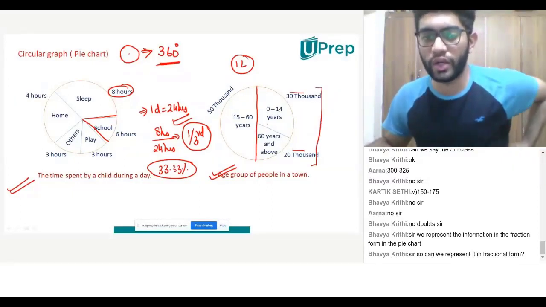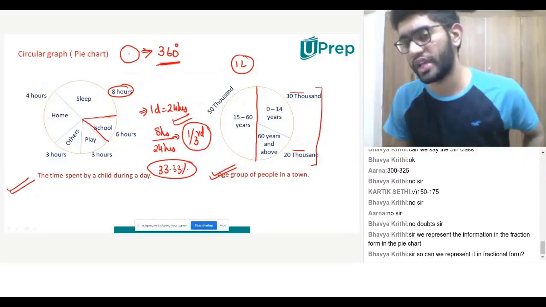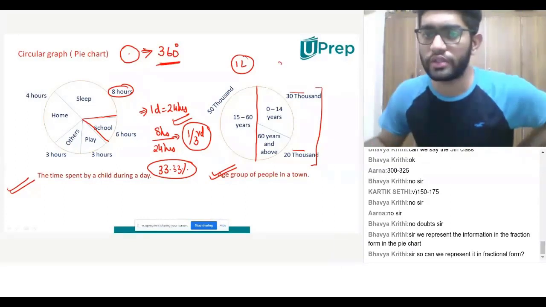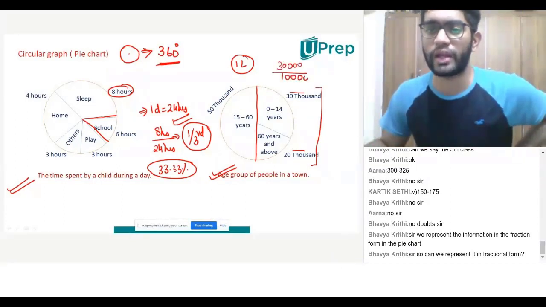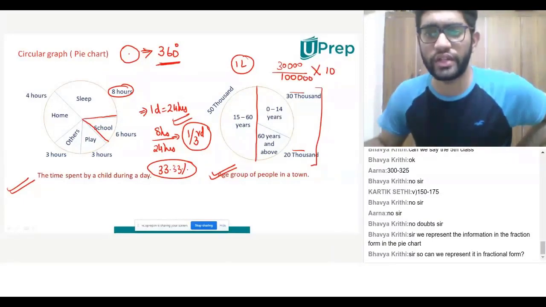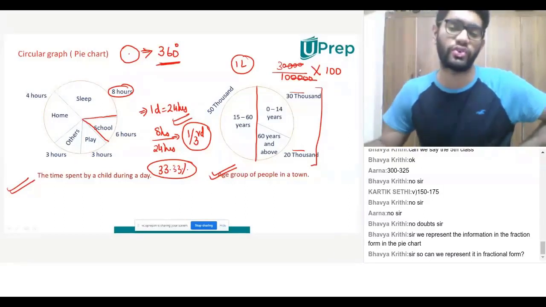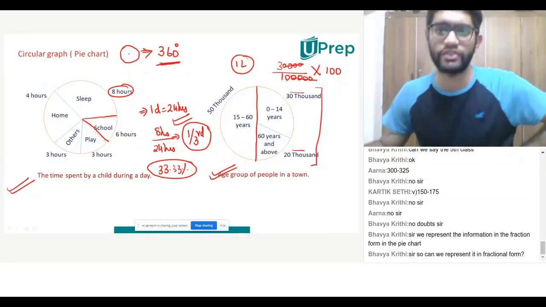So now what is he saying? If I ask you about the age group of 30,000, so 30,000 divided by the total number of people, 1 lakh, right? As a percentage, if you want to find it out, it is into 100. As simple as that. Otherwise, 4 zeros out, 4 zeros out. 3/10. That is nothing else but 30%. Is this very clear, guys?